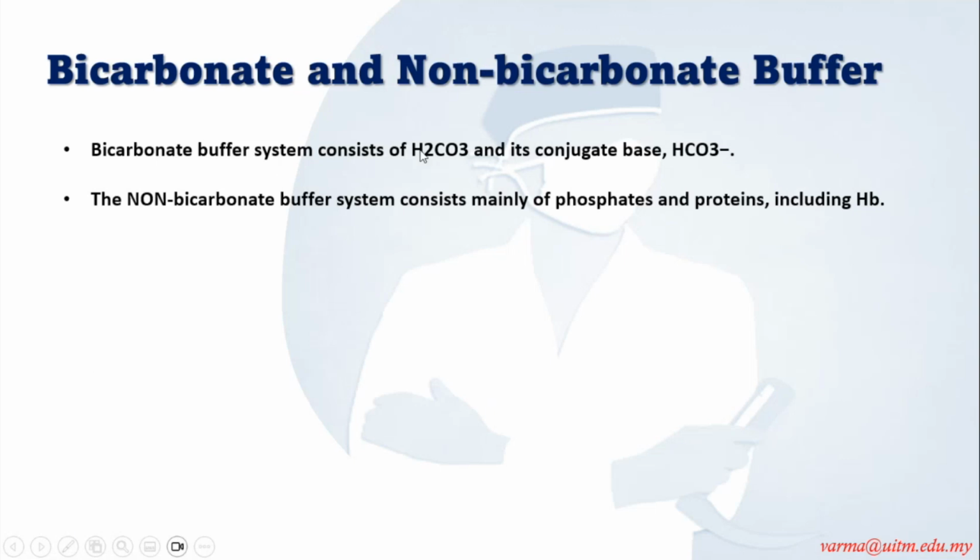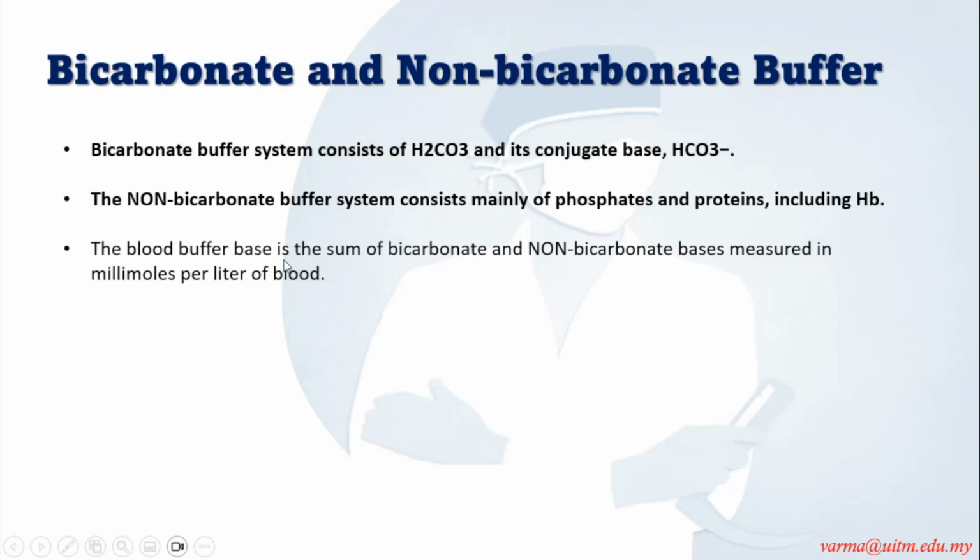Bicarbonate buffer system consists of H2CO3 and conjugate base bicarb. This is the equation we talked about earlier. Non-bicarbonate buffer system consists mainly of phosphate, organic and inorganic, and proteins, including hemoglobin. Hemoglobin is a protein. The blood buffer base is the sum of the bicarbonate and non-bicarbonate buffer. The whole buffer system is a combination of these two.